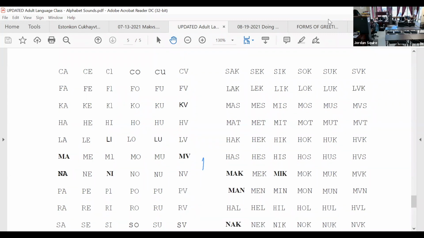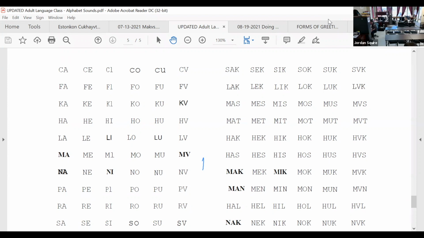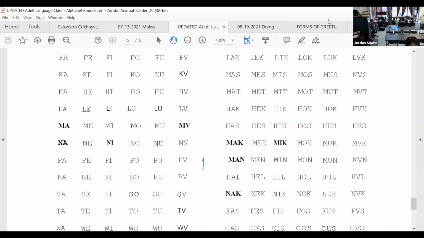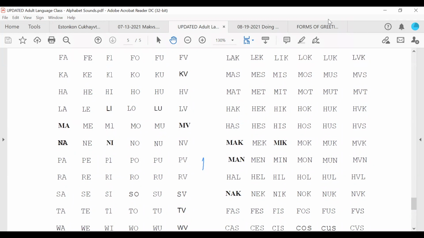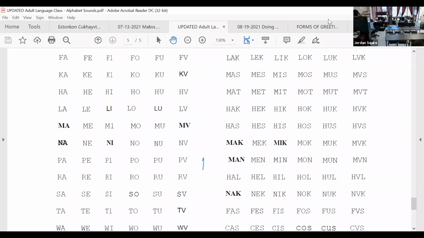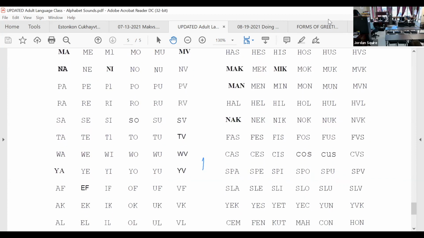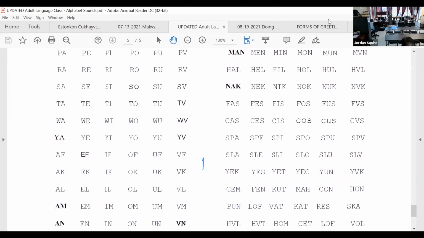Fu, fa. Ga, gi, ge, go, gu, ga. Ha, he, hey, ho, hu, ha. La, li, le, lo, lu, la. Ma, mi, me, mo, mu, ma. Na, ni, ne, no, nu, na. Ba, bi, be, bo, bu, ba. Sa, si, se, so, su, sa.